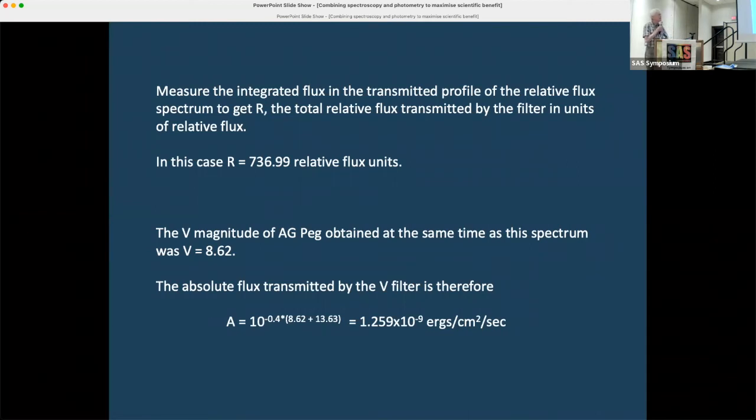And you then measure the integrated flux in the transmitted profile of the relative flux spectrum. That gives you a value R, the total relative flux transmitted by the filter in units of relative flux. Now we know the V magnitude of AG Peg at the time that spectrum was taken is 8.62. So the absolute flux transmitted by the V filter is therefore, plugging the numbers into the formula, you get an absolute flux there. And that's your parameter A. So you've got R and A, two useful numbers.